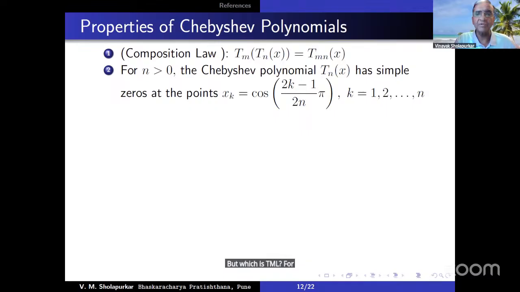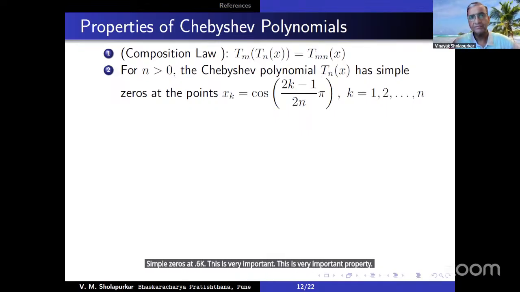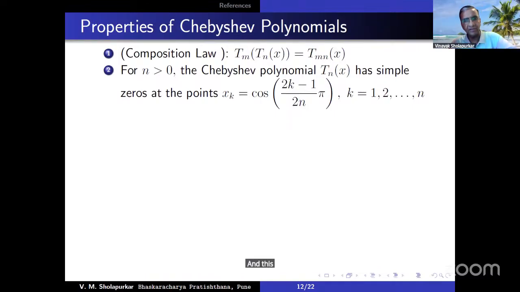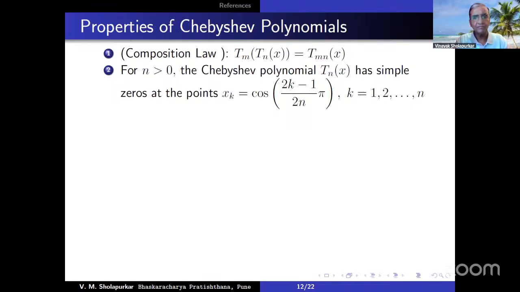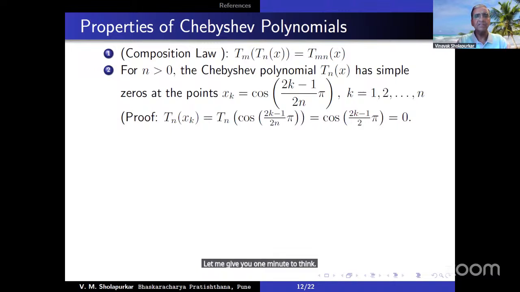For n bigger than 0, the Chebyshev polynomial Tnx has simple zeros at points xk. This is a very important property, and this is very clear from the definition. Because if you put this xk, okay, let me give you 1 minute to think. This is the proof. Tn xk is Tn of cos (2k minus 1) by 2n pi. But Tn of cos of anything, that n goes there. So it is cos (2k minus 1) by 2 pi, which is 0.